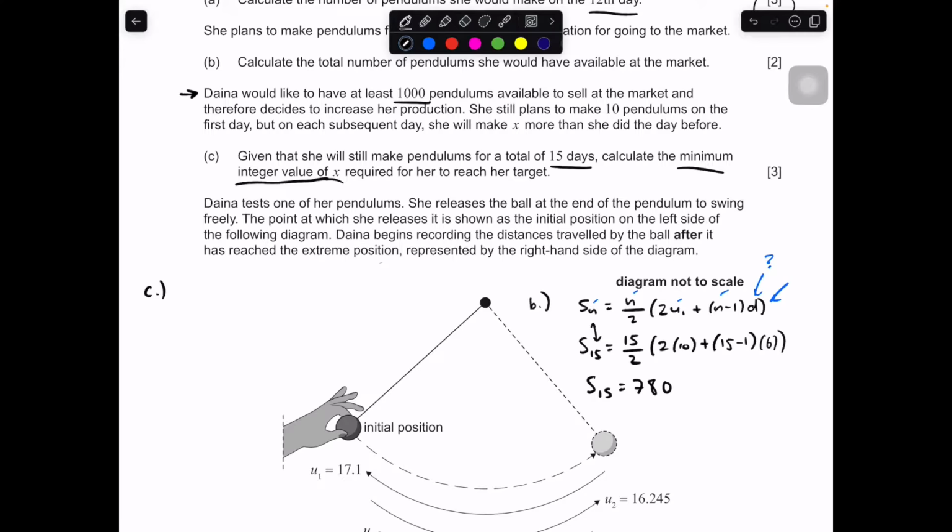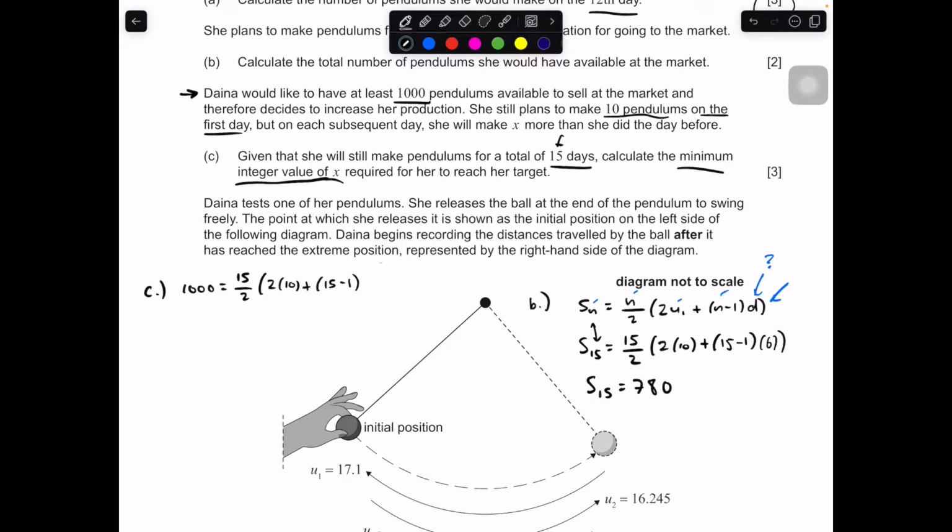So let's use this formula and put in our new unknowns. The new sum is going to be 1,000. That's how many she wants. It's still over 15 days, so we're still going to have 15 over 2. Opening up a bracket, we have 2 times u1, her still making 10 pendulums on the first day, plus n is still going to be 15. She's still doing it over 15 days.